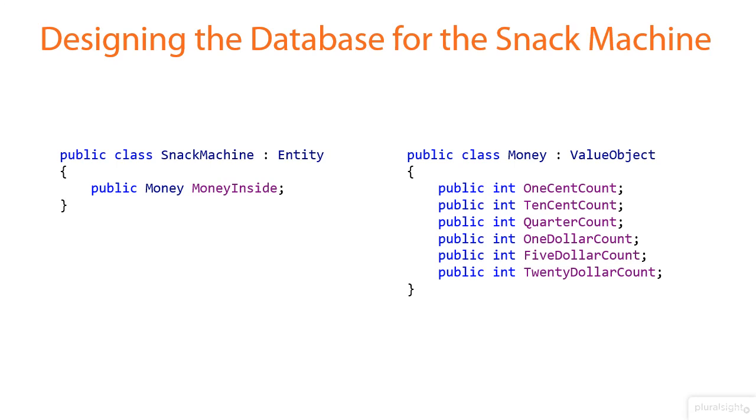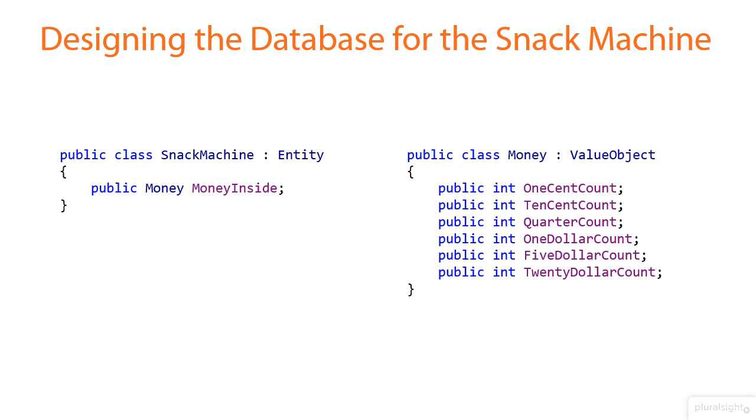We assume that if the application crashes before a user completes a purchase, it's fine for the model to lose track of the money that wasn't stored before this point. Alright, that leaves us with two classes, the Snack Machine entity with a single field and the money value object with 6 fields. How would the database look in this case?